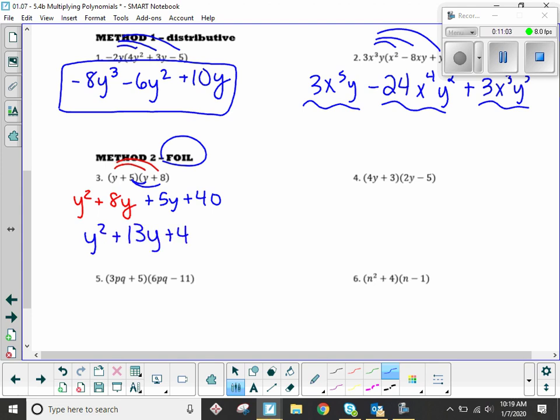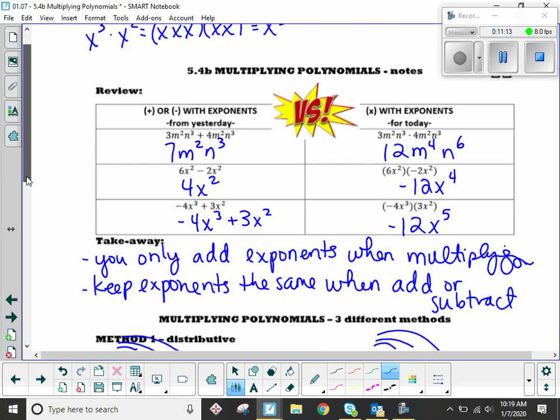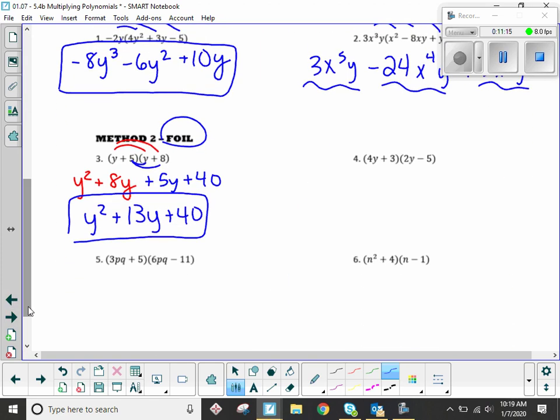Because what will happen is when students get FOIL down, and then I give them something like this, they're like, FOIL doesn't work, now what? So it has limits. Okay, do number 4. In fact, do all the rest of those 3 in that section if you haven't already done them.